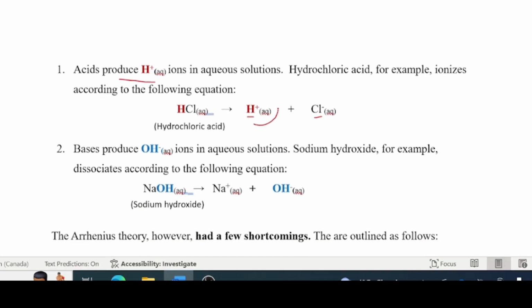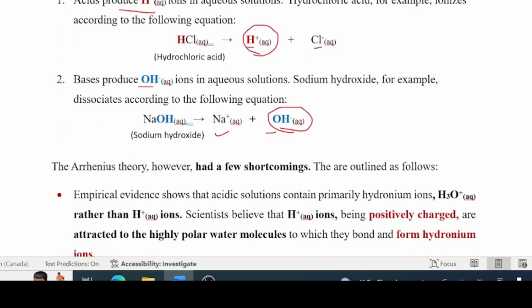According to him, this is what causes acidity. And again, for the base, he said they dissolve in water and produce OH ions that make them basic. So that is his theory, that when an acid dissolves in water, it produces hydrogen ions. Therefore, an acid is something that produces hydrogen ions, and a base is something that produces OH ions.